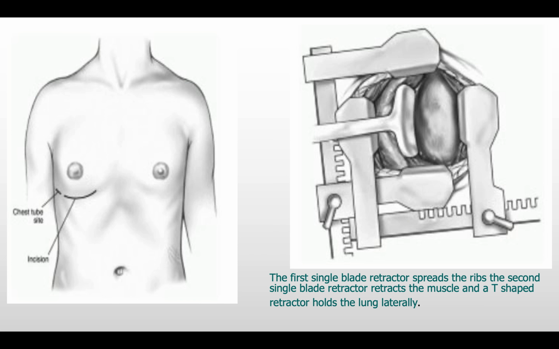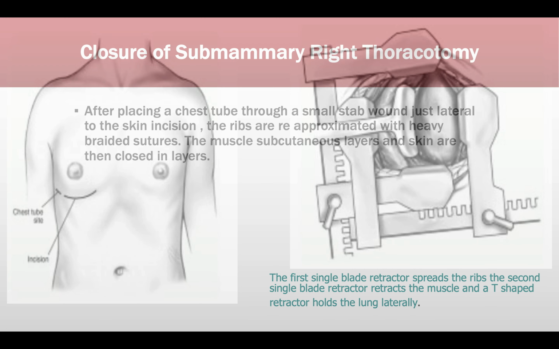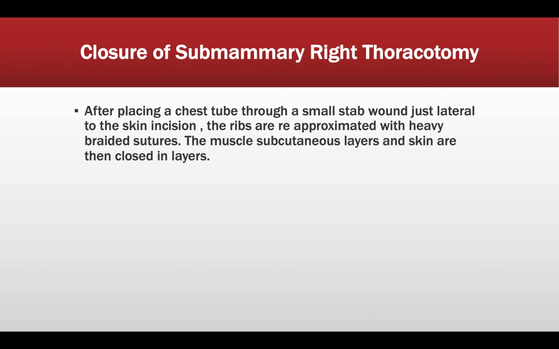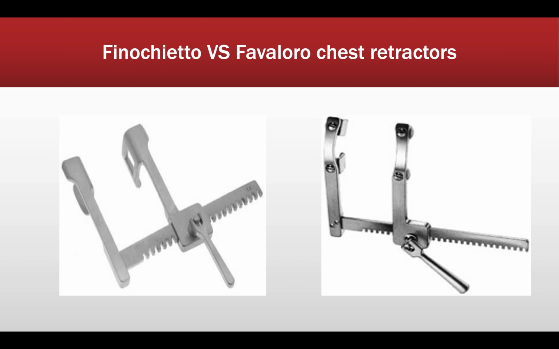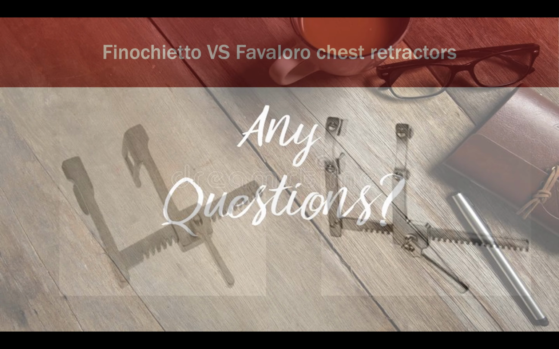You can see that one retractor is on the first rib, the second is on the second rib, and the third one is for the lung retraction. For closure of the submammary right thoracotomy, after placing a chest tube through a small stab wound just lateral to the skin incision, the ribs are approximated with heavy braided sutures, and then the muscle, subcutaneous layers and skin are closed in layers. These are the Finochietto and other chest retractors.